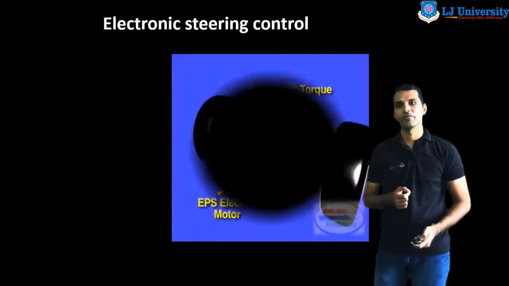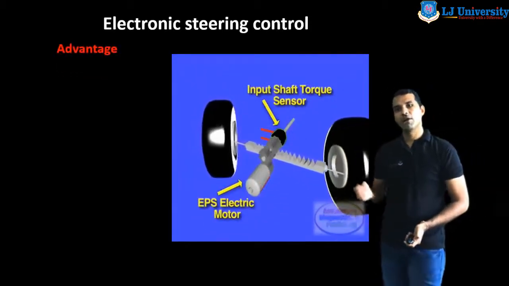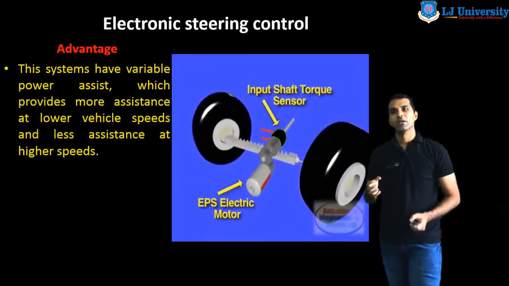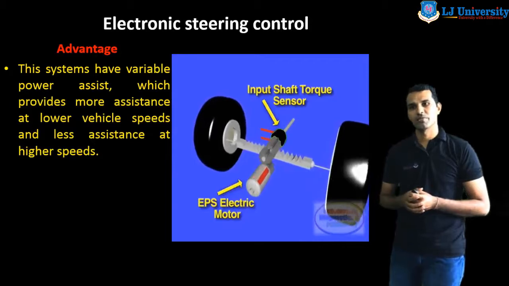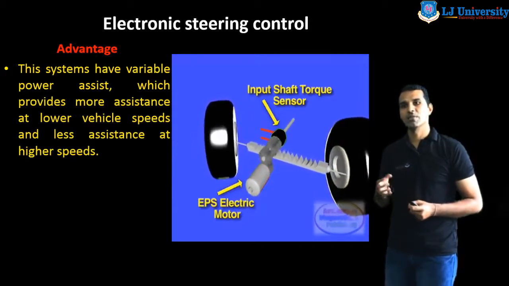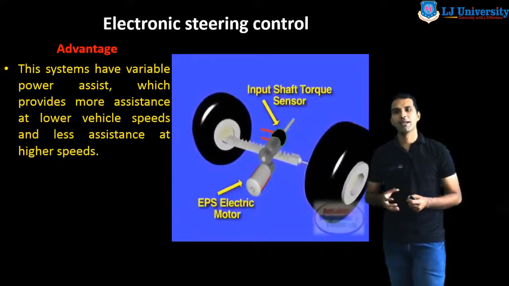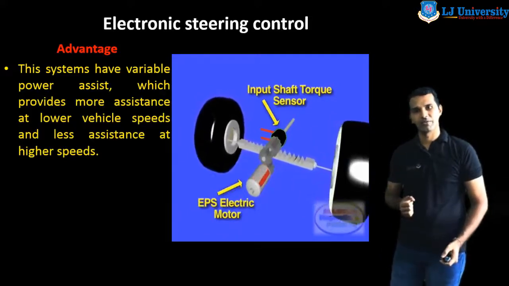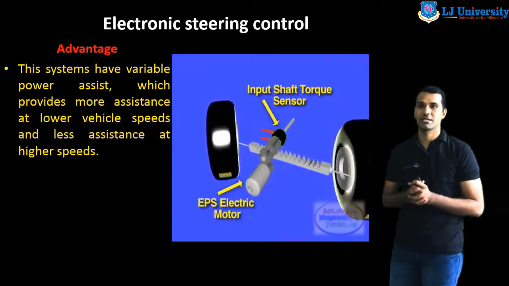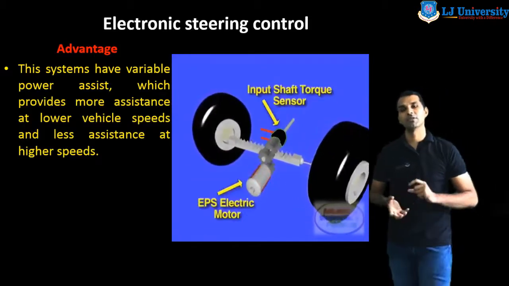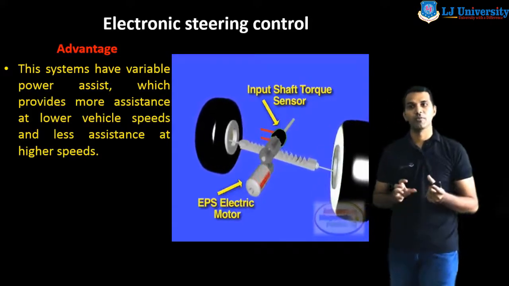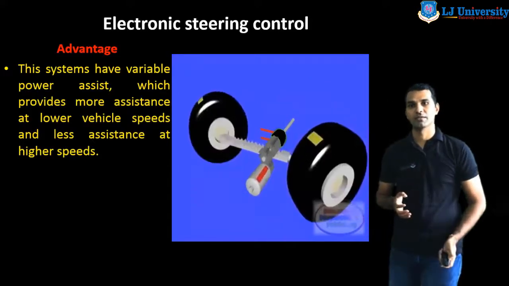These disadvantages can be solved by using an electronic steering control system. So instead of the hydraulic control system, here we do the controlling with the help of electronics. The advantage of this system we discuss here. This system has variable power assist, which provides more assistance at lower vehicle speed and less assistance at higher speed. That means the assistance changes according to the speed change.